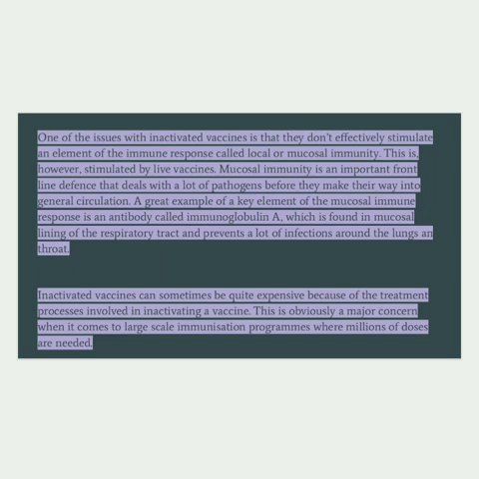Mucosal immunity is an important front-line defense that deals with a lot of pathogens before they make their way into general circulation. A great example of a key element of the mucosal immune response is an antibody called immunoglobulin A, which is found in the mucosal lining of the respiratory tract and prevents a lot of infection around the lungs and throat. Inactivated vaccines can sometimes be quite expensive because of the treatment process involved. This is obviously a major concern when it comes to large-scale immunization programs where millions of doses are needed.